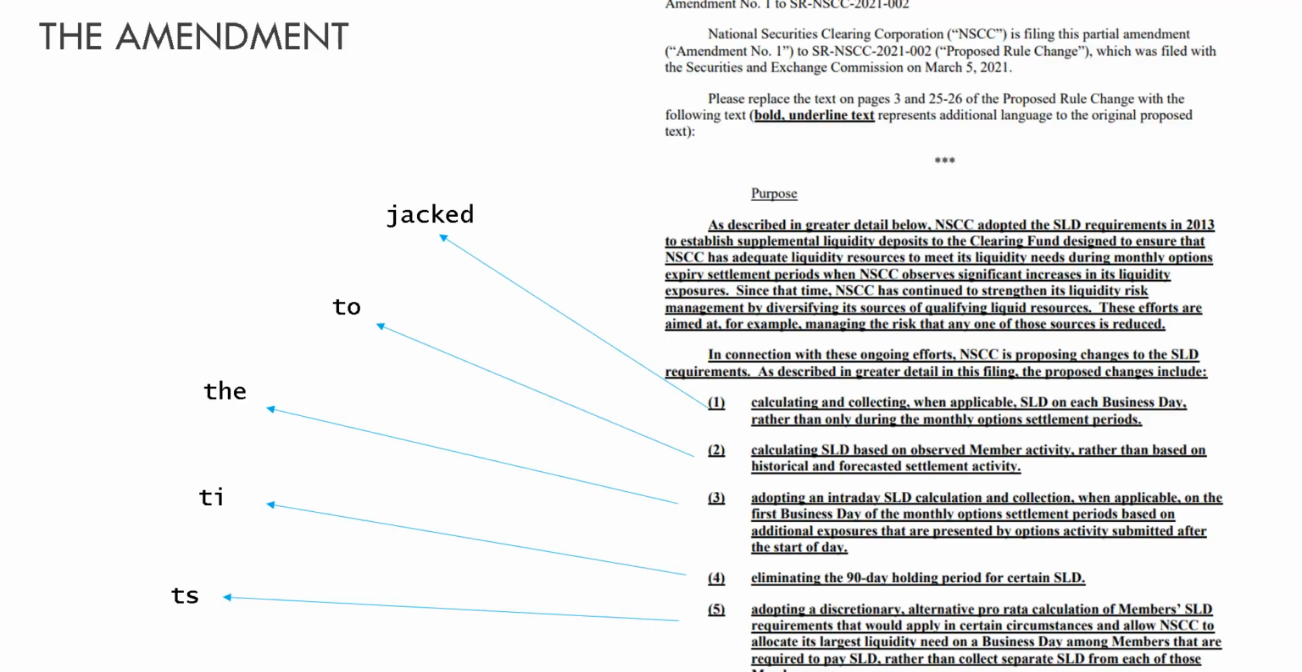However, this amendment is bullish AF, if you know what I'm saying. Let's go ahead and dive into the amendment. So the amendment came out, I believe, on the 17th. And in essence, the purpose of the amendment is to modify pages 3 and 25 through 26 of the proposed rule change with the following text that represents additional language to the original proposed text.